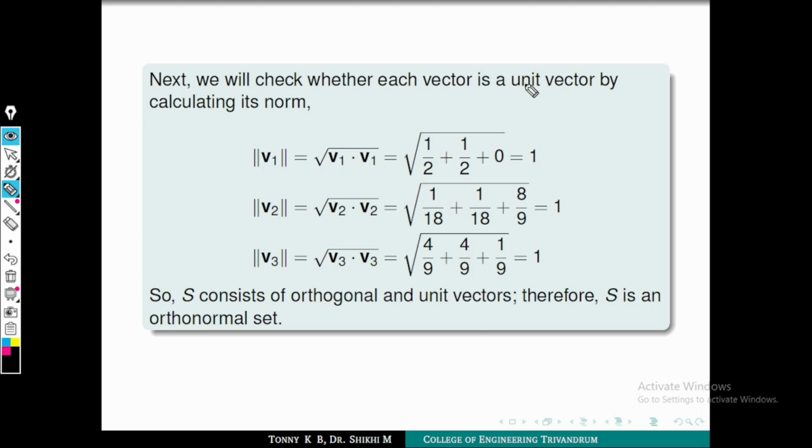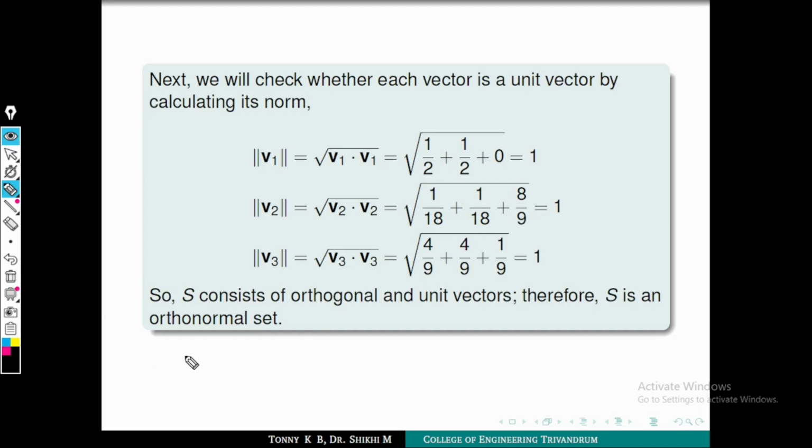Next, we will check whether each vector is a unit vector by calculating its norm. So what is norm v1? v1 was the vector 1 by root 2, 1 by root 2, 0. When we take the norm, it is the square root of (1 by root 2) square, that is 1 by 2, plus (1 by root 2) square, that is 1 by 2, plus 0, which gives 1. Similarly, you can see that norm v2 equals 1 and norm v3 also equals 1. So the set S consists of orthogonal and unit vectors. Therefore, S is an orthonormal set. So we proved that the set is orthonormal.